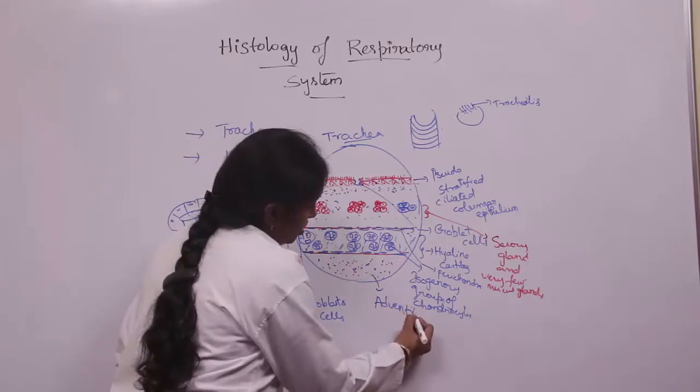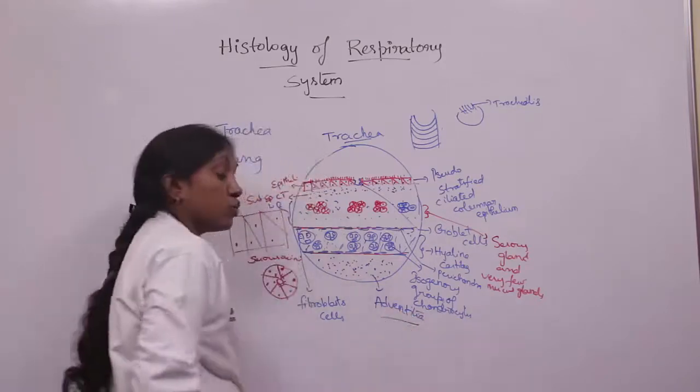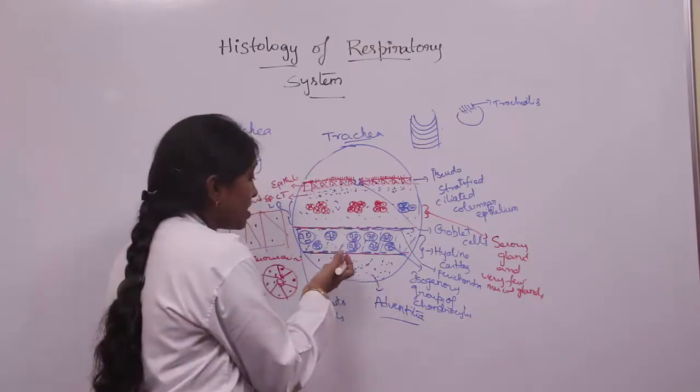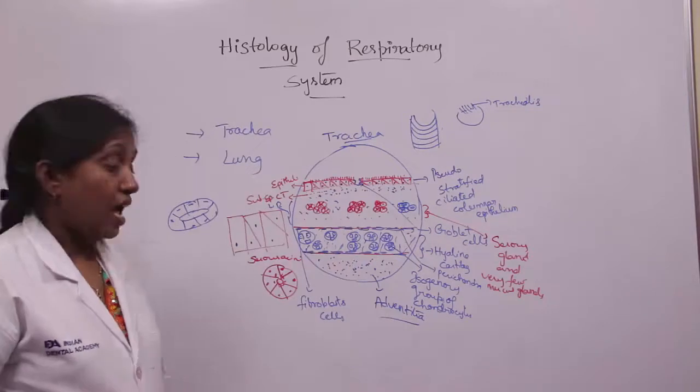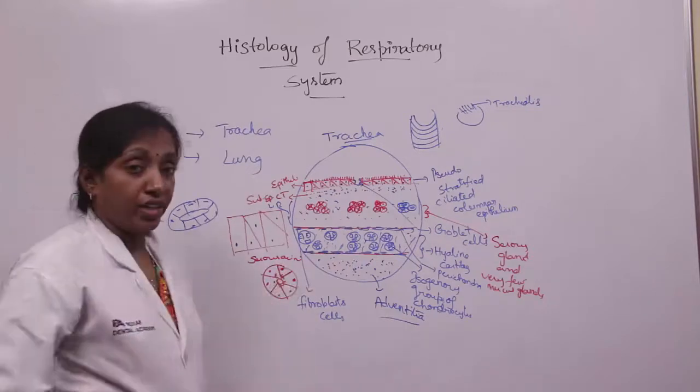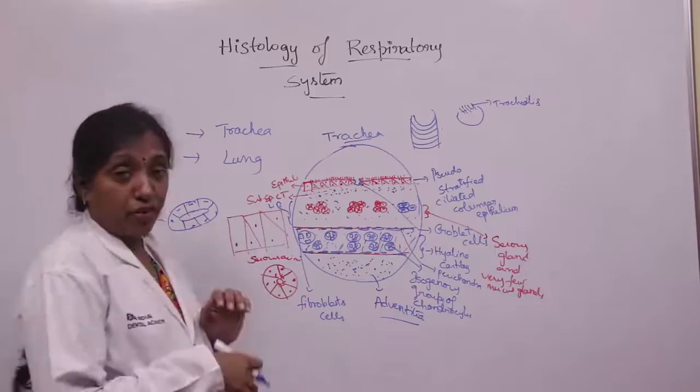Adventitia layer is there, some fibrous fatty tissue, some blood vessels, macrophages are seen, and some reticular fibers are also seen here in the adventitia. So that's about the trachea slide.